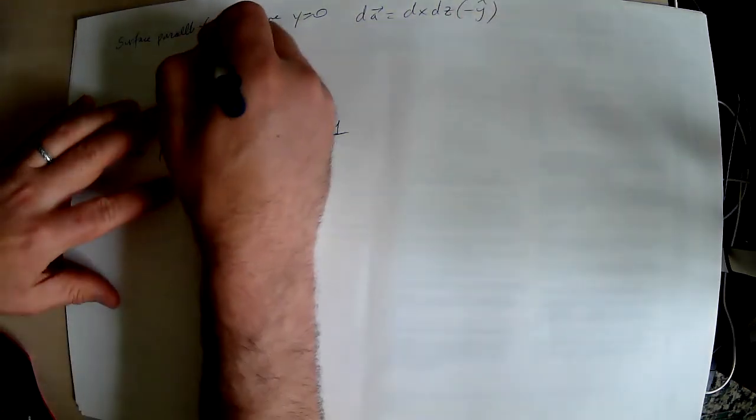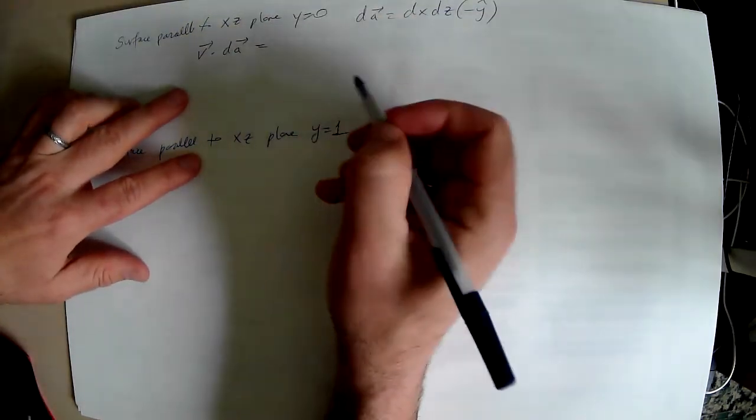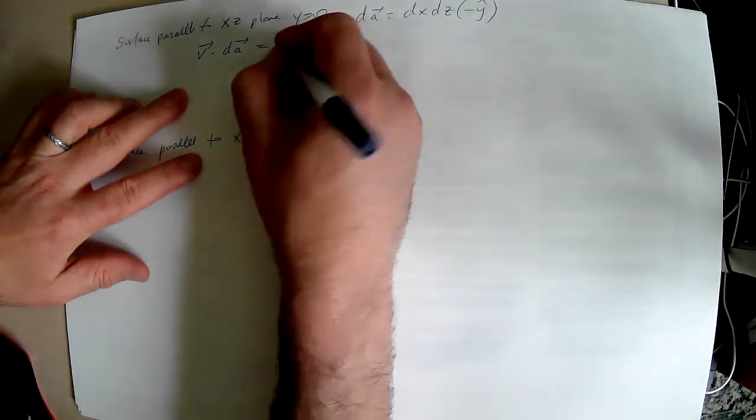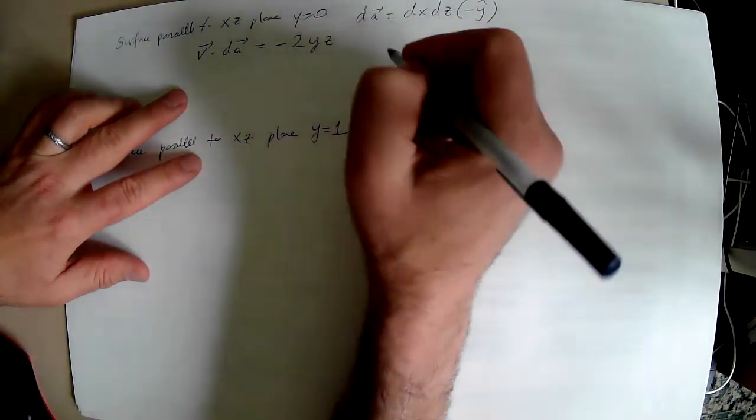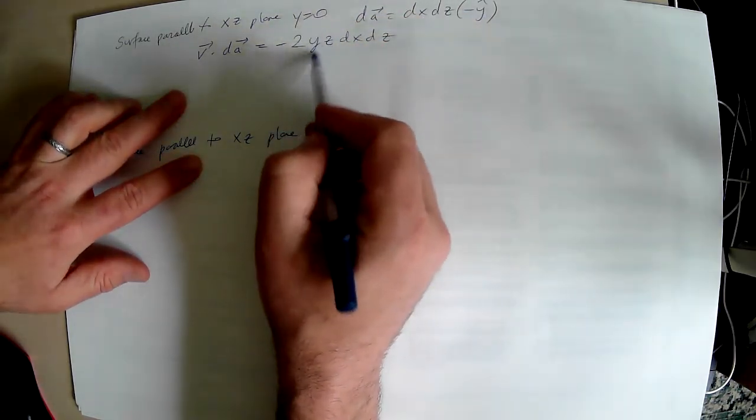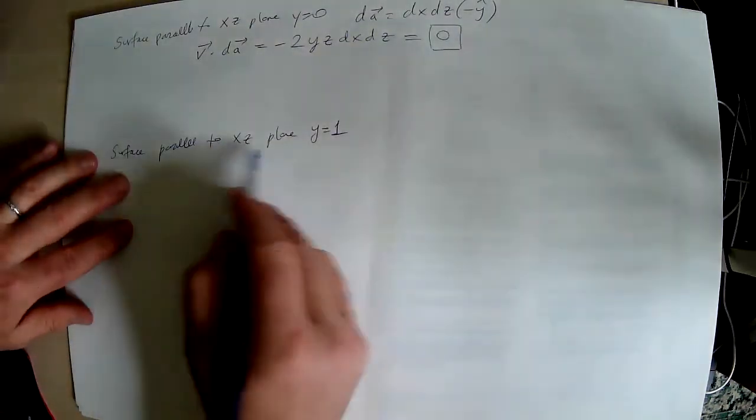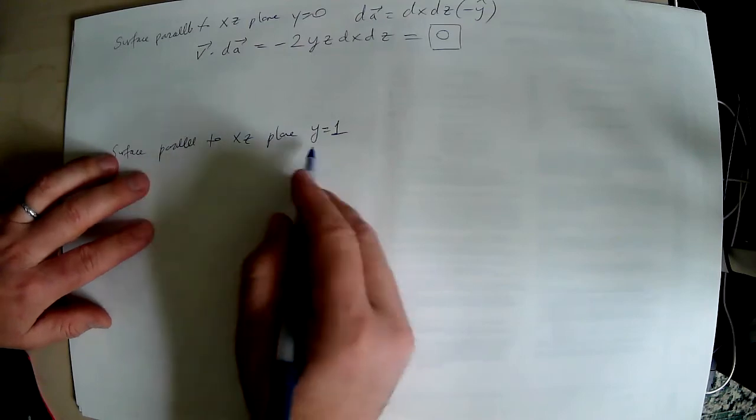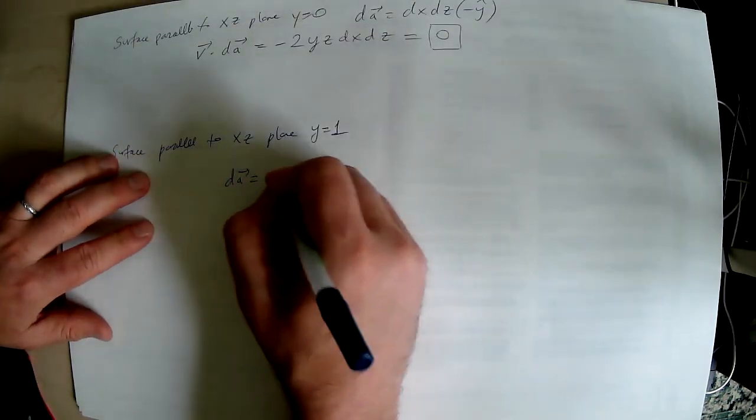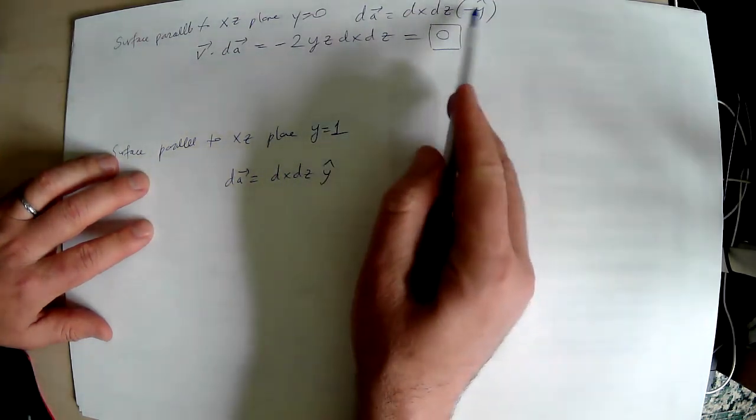So dA will be dx, dz, negative y hat. So now I need to find v dot dA. Okay. Now, since this is y hat, I need to look at the y component, which is 2yz. So it's going to give me minus 2yz dx dz. But this is at y equals 0. So this term will go away. This is 0. Okay, so I don't have to worry about that. So let's do the other one. At y equals 1, I'll get exactly the same thing for dA with just a positive sign, dx dz y hat right here.